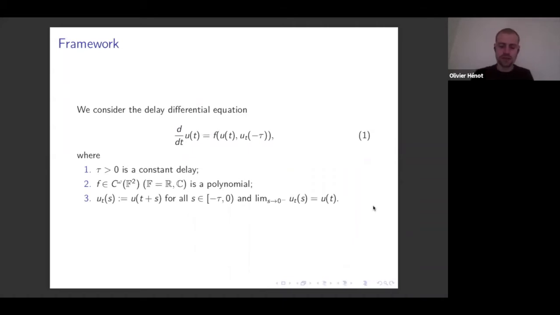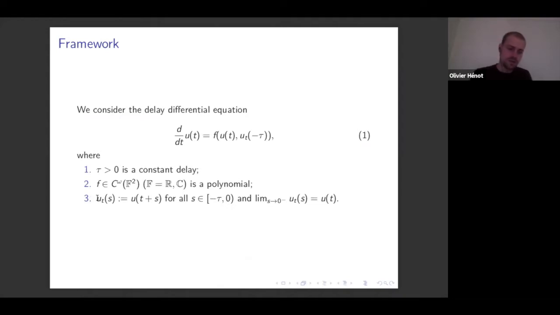We're going to look at the simplest delay differential equation possible. We have one constant delay, and it's a scalar differential equation. F is assumed to be a polynomial, and if not, it's okay if you have an analytic function that is only comprised of elementary functions. If you have some exponential terms, things like this, you can still turn it into a polynomial. So the class of functions that we're dealing with here is actually larger than just polynomials.